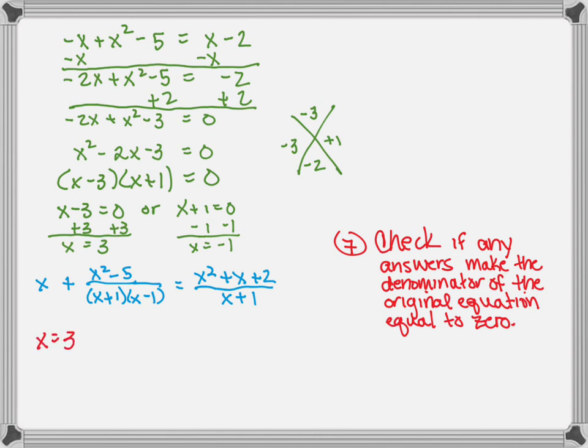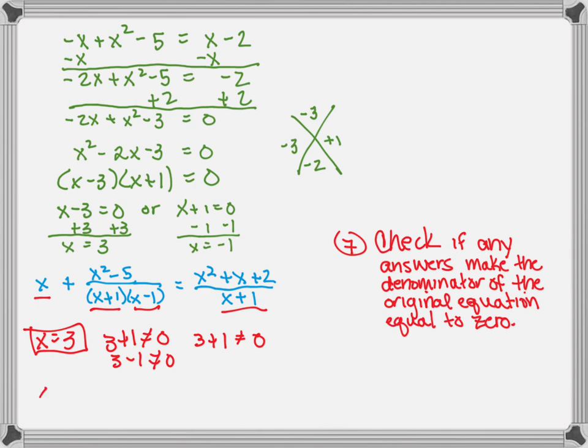So let's check x equals 3. Remember, our x term has a denominator of 1, which will never equal 0, so we're good there. Well, let's check x plus 1. So 3 plus 1 does not equal 0. We're good. X minus 1, 3 minus 1 does not equal 0, so we're good. X plus 1 again, still does not equal 0. So x equals 3 is good. That is a solution for this equation.